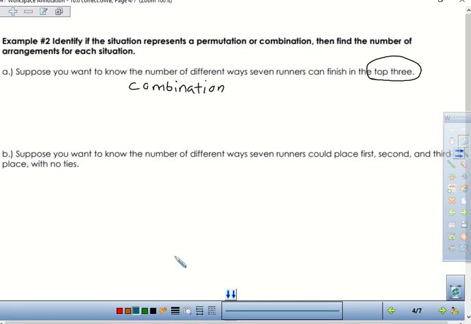So the combination formula says we're going to take the number of choices that we have, which is what? 7 factorial, over the number of things we have to choose from, or we're choosing, which is what? 3. And then times the number of things we have to choose from minus the number of things we're choosing, which is 4. That's going to be your setup, okay?